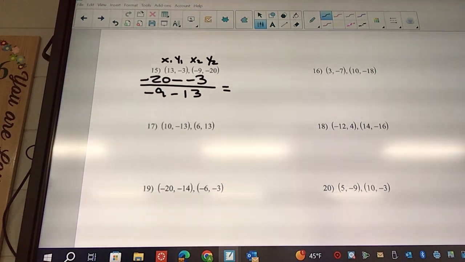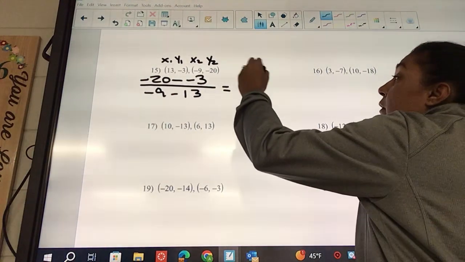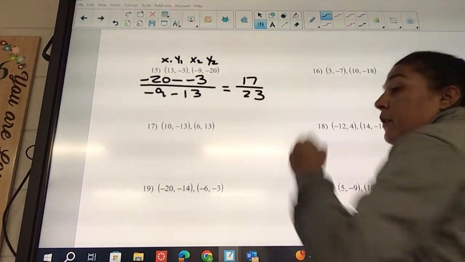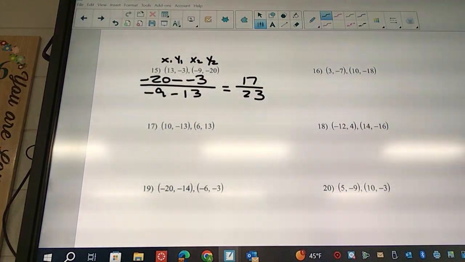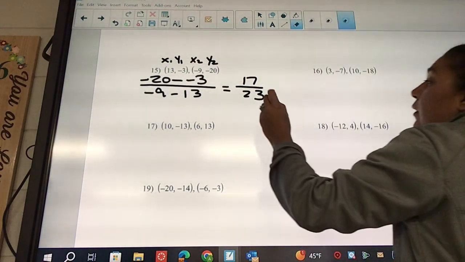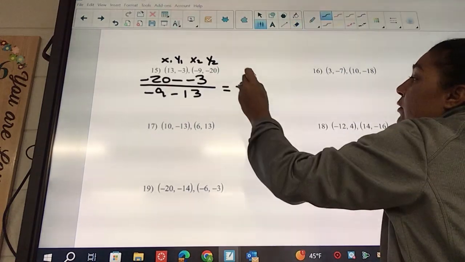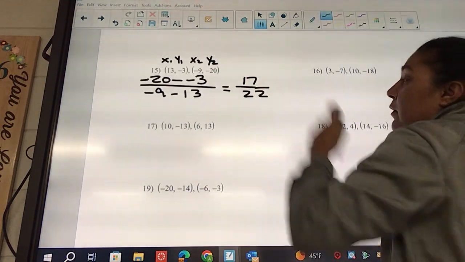17 over 22? I got 20 over 22. Then you missed a negative. That's what I'm gonna assume. Oh, yeah. You put 23. What did you say, 22? Yeah. Oh, my bad. So go back and check what you typed in, and what the paper says.